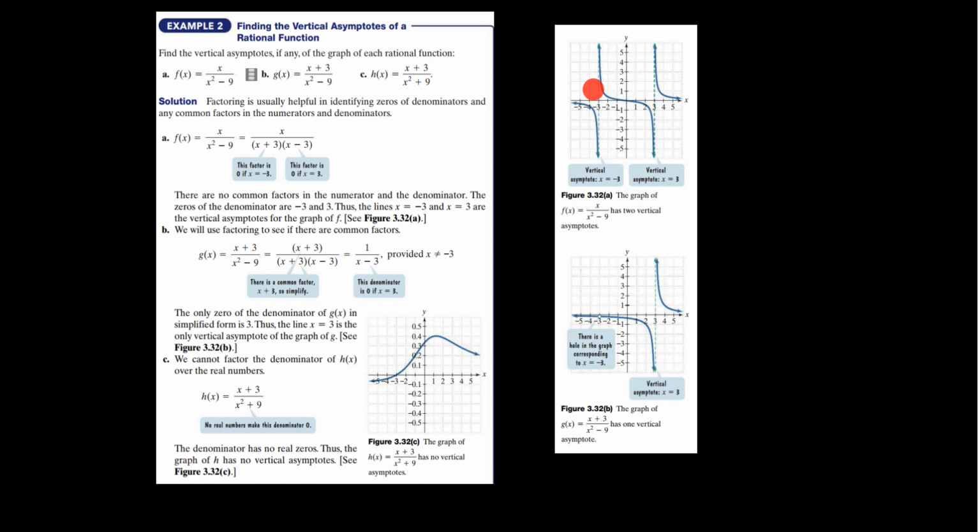It does not exist there. Okay, and actually, I am glad I snipped that, because obviously I want to show you how that behaves. All right, now B is a little bit different. Notice how B has the exact same denominator, okay? But we're not going to have a vertical asymptote at positive 3 and negative 3.